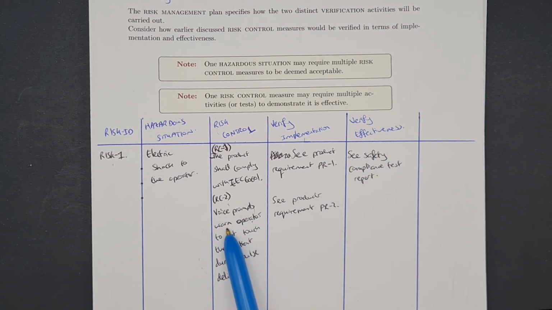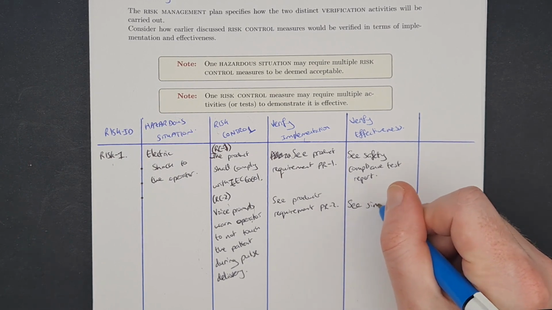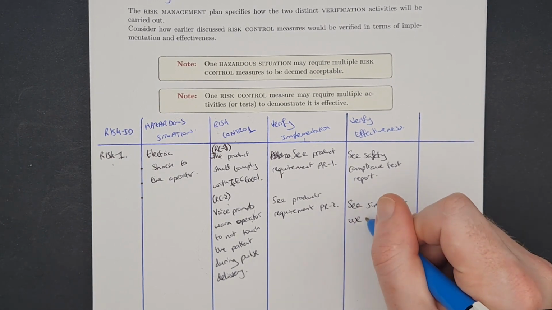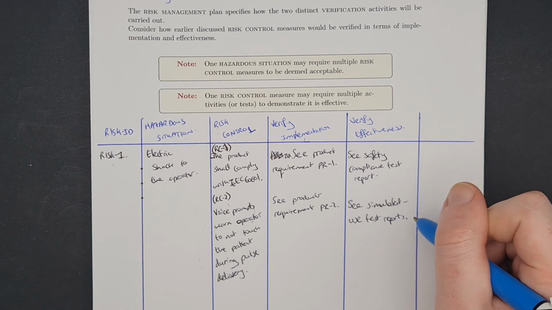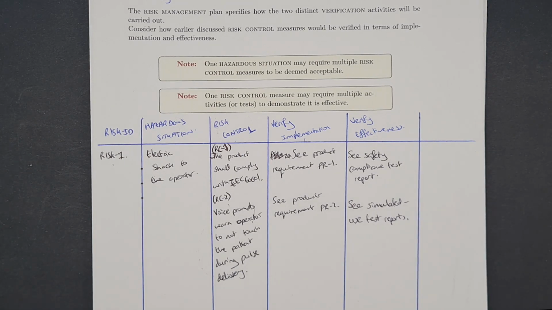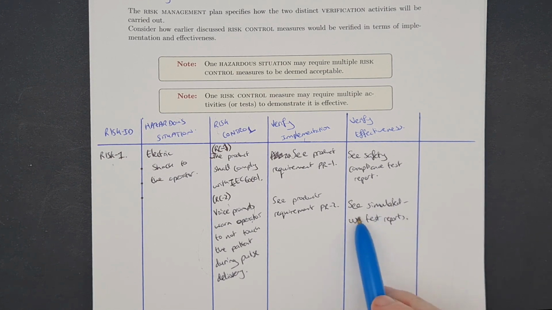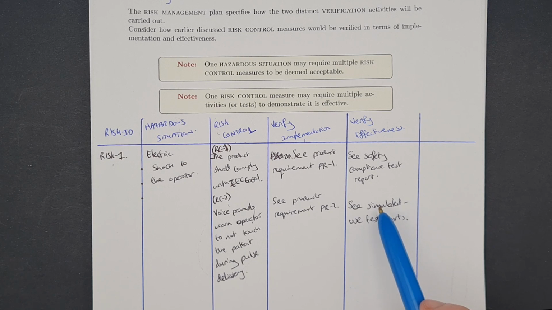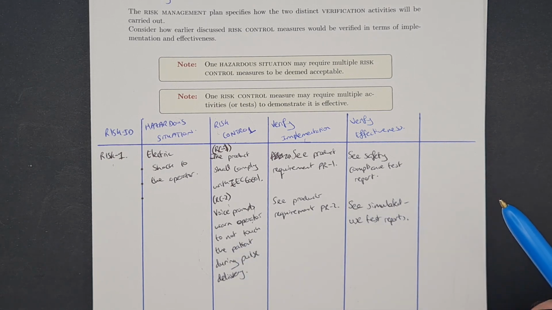This one here is a bit different. Voice prompts warn the operator to not touch the patient during pulse delivery. That's going to be some form of usability testing, so I'm going to put down see simulated use test report. Or if you had some form of summative human factors testing, the testing would have to demonstrate that your voice prompts were in fact effective when the device was used in a simulated use condition with who you would expect to be the operators, which would just be lay people in this case. So effectively it's going to be testing.